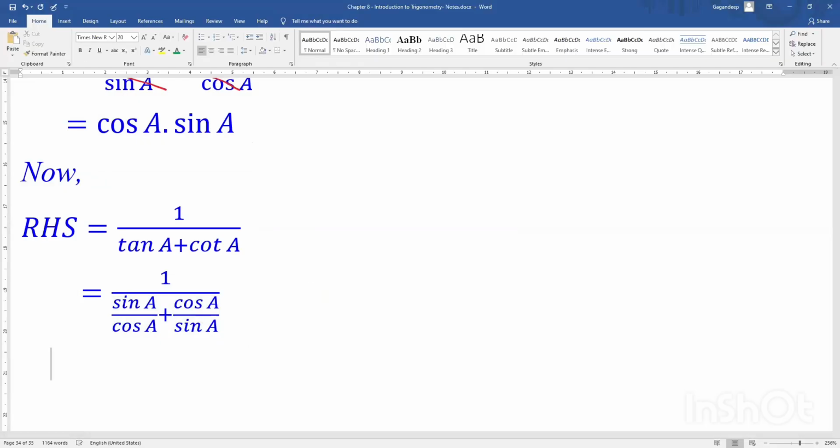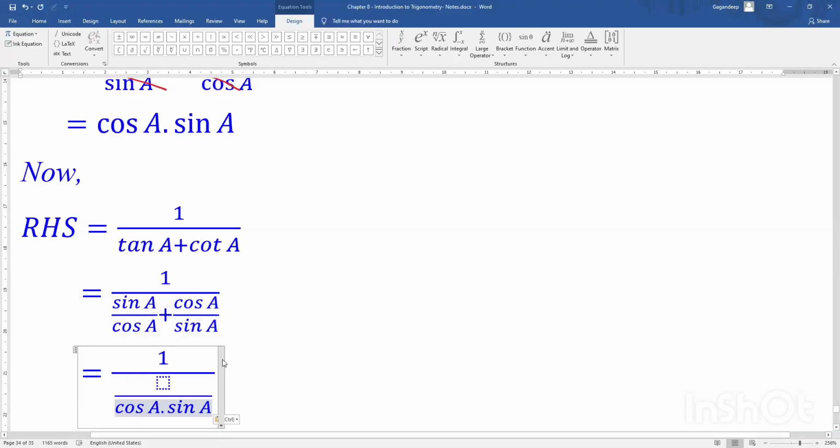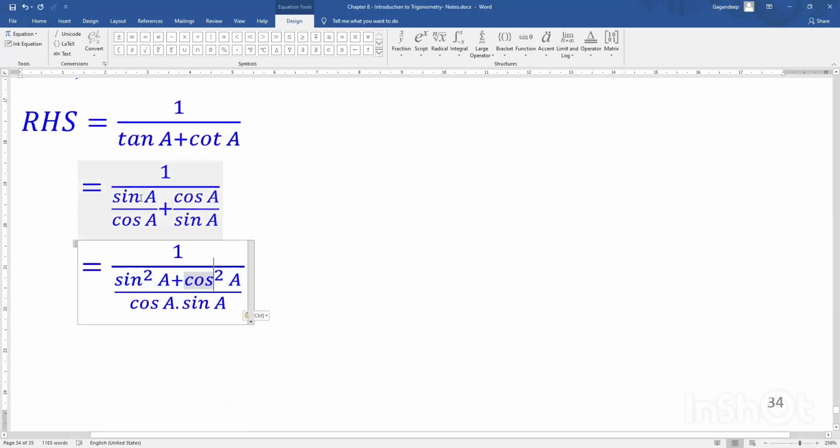Then we are going to apply the cross multiplication method for this whole denominator. So now we write a fraction here. Let me write 1 here. And again, in your denominator you'll have a fraction. So cos A into sin A you'll get in the denominator. And here sin A into sin A is sin square A, and cos A into cos A is cos square A. So you write it like this: sin square A plus cos square A.